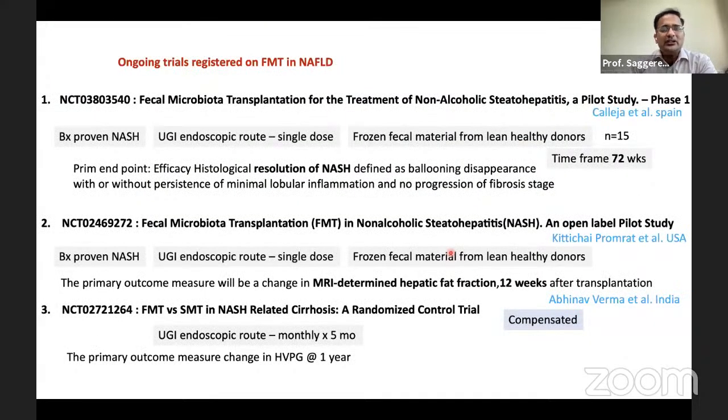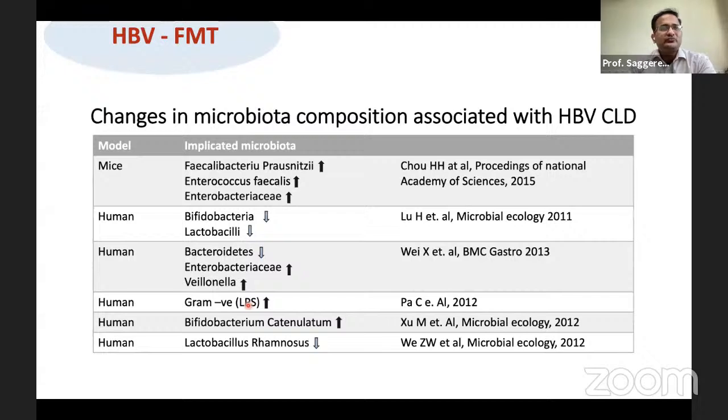Many trials are underway, which have planned many phase one, phase two trials, open label trials. They are planning to do pre and post biopsy in proven NASH patients, and upper GI route. Most of them are using the upper GI route. And I'm sure the results will be interesting to look at.